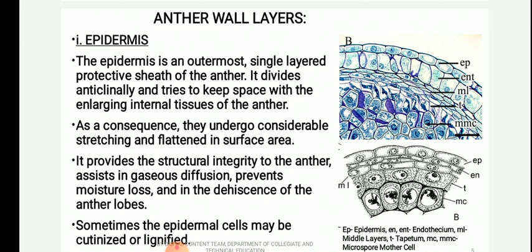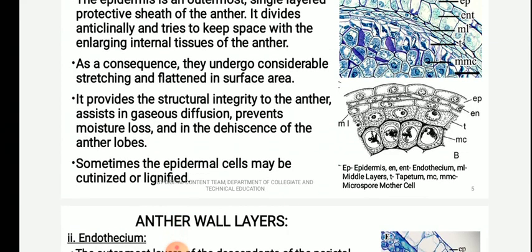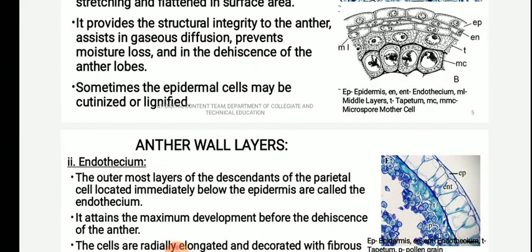Epidermis is the outermost single-layered protective sheath of the anther. It divides anticlinally and tries to keep pace with the enlarging internal tissues of the anther. As a consequence, the epidermal cells undergo considerable stretching and flatten in surface area. It provides structural integrity to the anther, assists in gaseous diffusion, prevents moisture loss, and helps in the dehiscence of the anther lobes. Sometimes the epidermal cells may be cutinized or lignified.